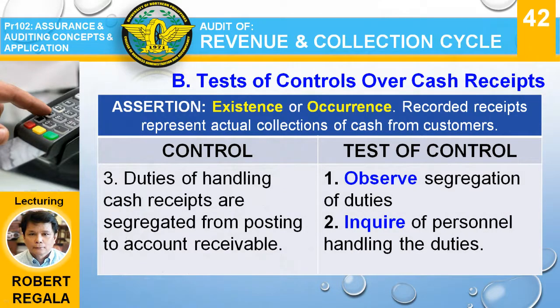Slide 42. The third control is described as duties of handling cash receipts are segregated from posting to accounts receivable. A person performing both functions could misappropriate cash and conceal the shortage by making an entry directly to the customer's accounts. To test this control over the assertions, the auditor observes the separation of duties and inquires of client personnel about their responsibilities.